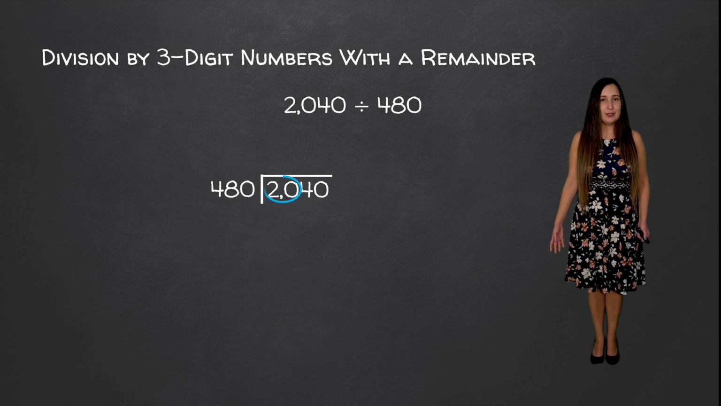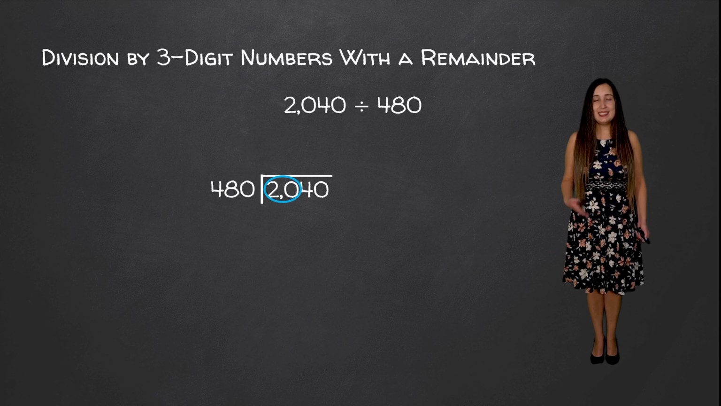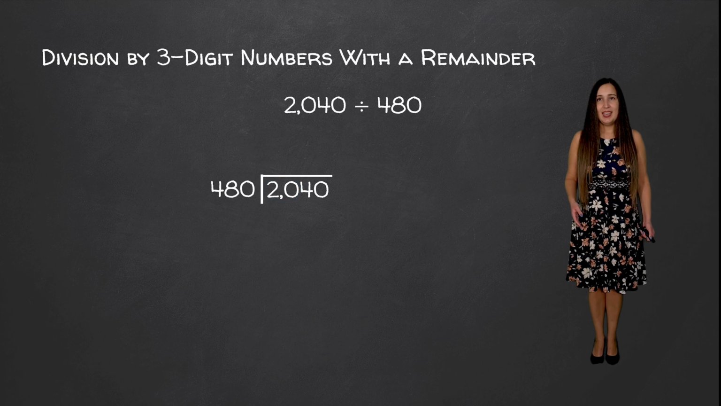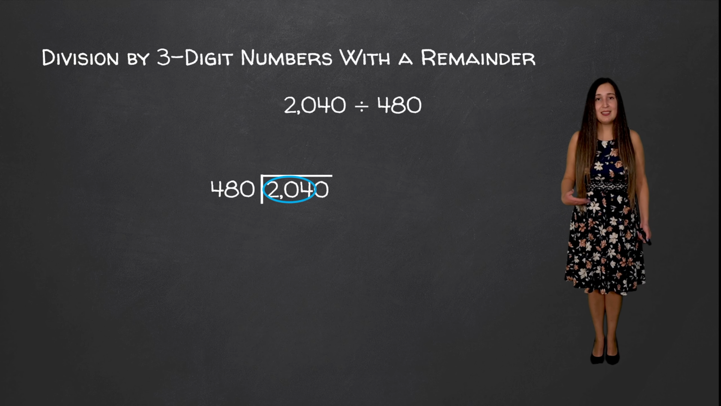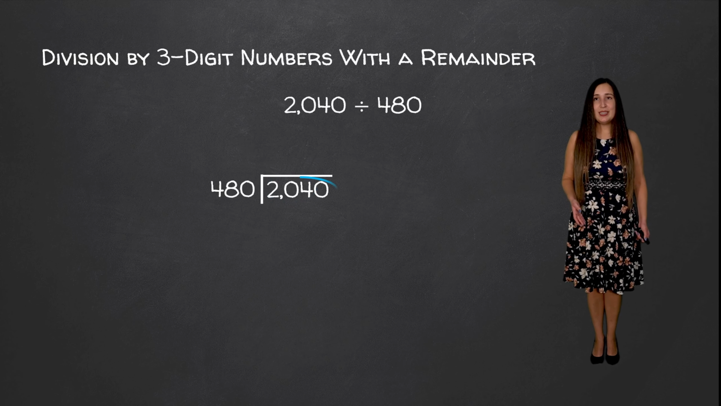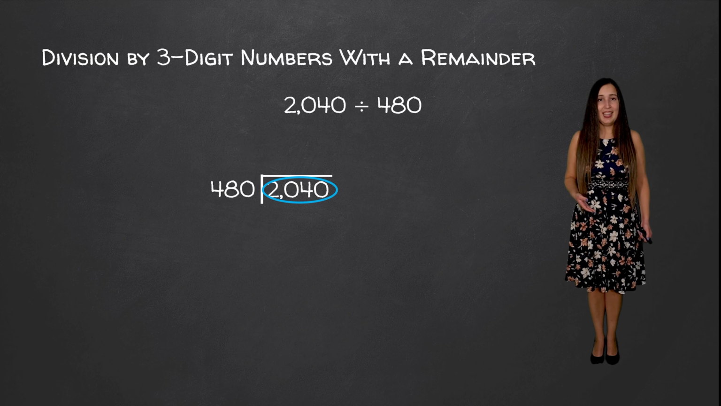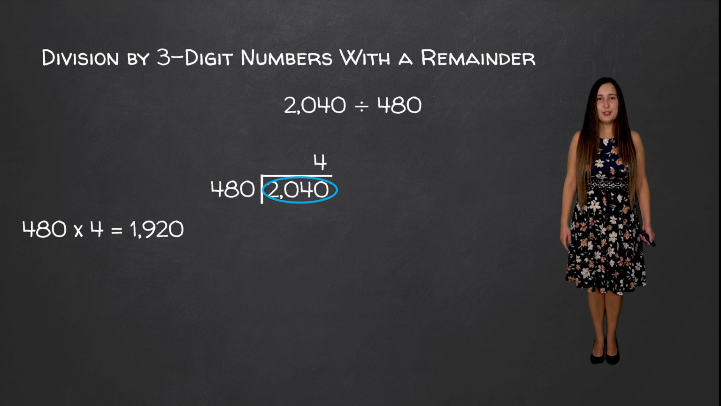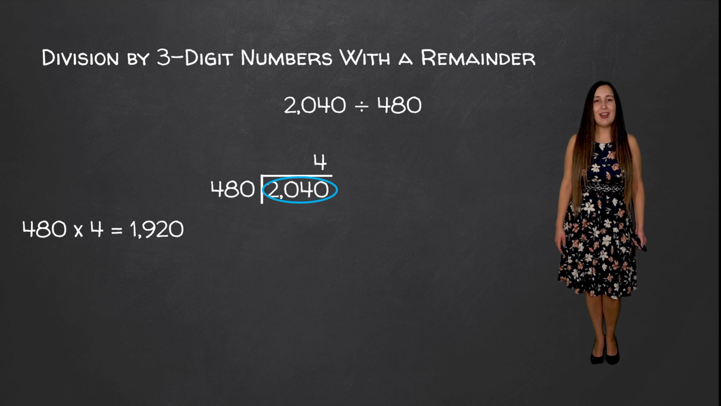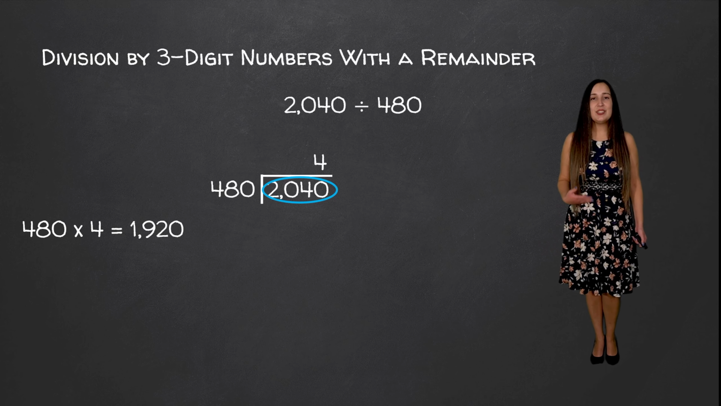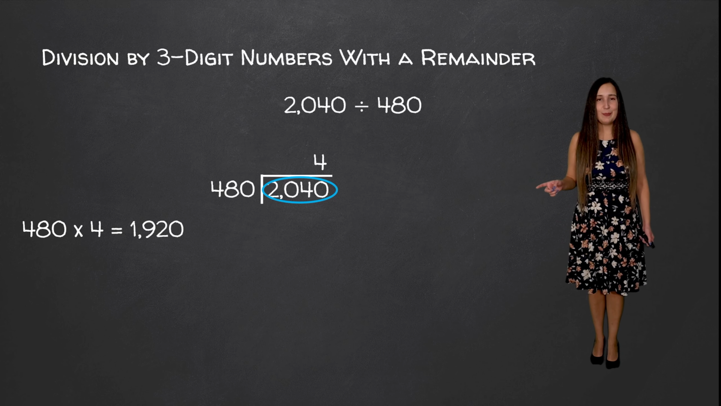So now we're going to see if it goes into 20, and for the same reason, it does not go into 20. And then we're going to see if it goes into 204. And for that same reason, it does not go into 204 because 480 times 1 is 480, and that's too large. And now we're going to see if it goes into 2040. And it does go into 2040. It goes into 2040 4 times, and that's because 480 times 4 is equal to 1,920, and that's as close as we could get without passing this number.